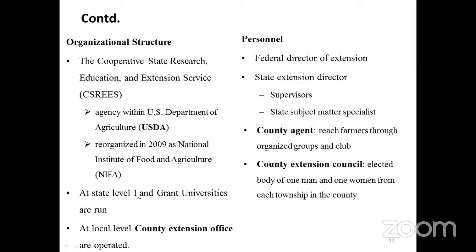Then if you look at the personnel, at national level, they have a federal director, then state. Now the important thing to notice is the county agent and county extension council. This is the actual extension mechanism at grassroots level there. These agents reach farmers through groups and clubs. And this council is a body of one man and one woman from each township in a county, so that they can pass on the information to the entire county.